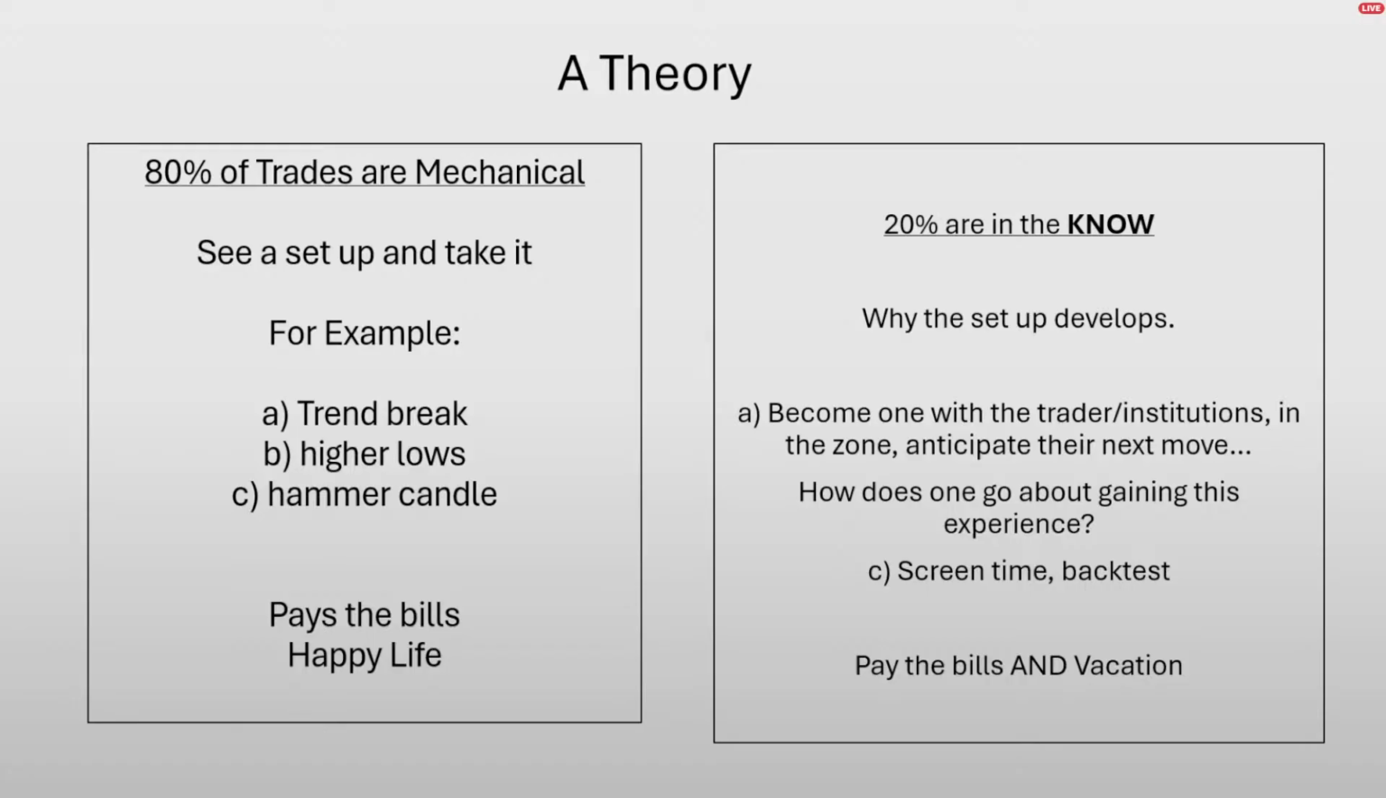Okay, so I have a theory. About 80% of trades are pretty much mechanical. We see a setup and we take it. For example, we'll have a trend break or higher lows, or we may see a hammer candle, etc. We see the setup and we take it, and we can live a happy life. We pay the bills. However, 20% are in the know, so they know why the setup develops.